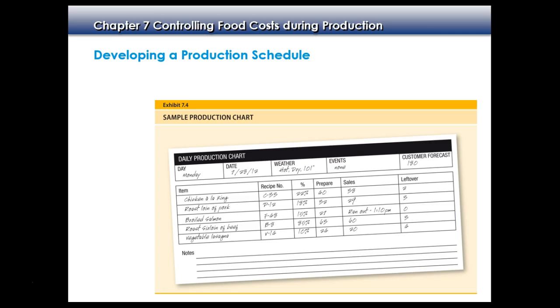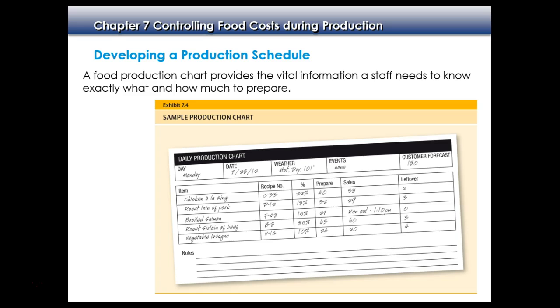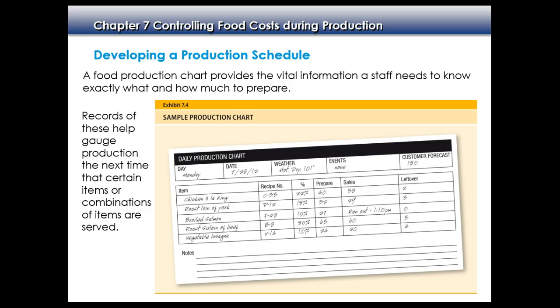So when you're thinking about developing the production schedule, this chart provides vital information that a staff needs to know exactly what and how much to prepare. Records of these help gauge production the next time that certain items or combination of items are served. So if you look at this sample that we have here, this is a very good sample.